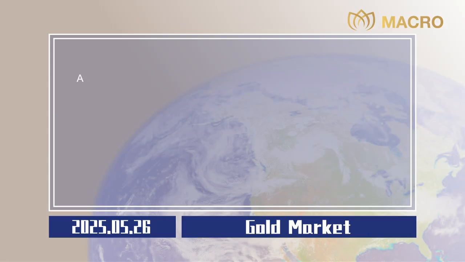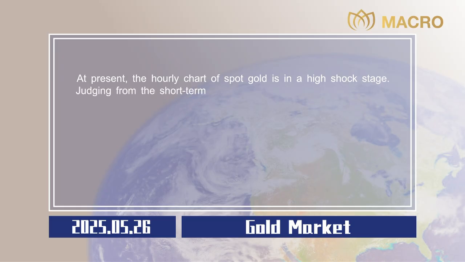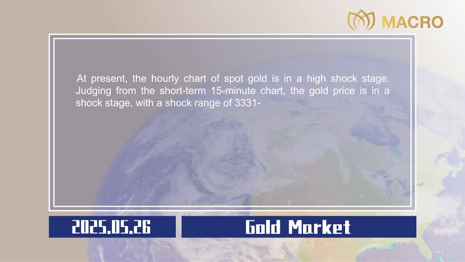Gold market. At present, the hourly chart of spot gold is in a high shock stage. Judging from the short-term 15-minute chart, the gold price is in a shock stage, with a shock range of $3,331 to $3,357, which can be sold at a high price and bought at a low price in operation.